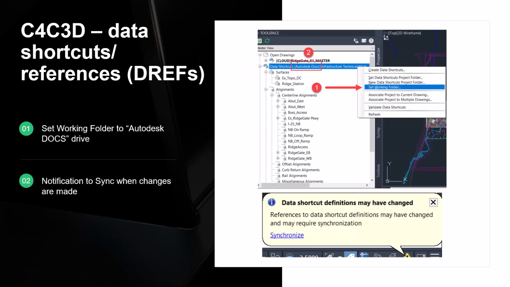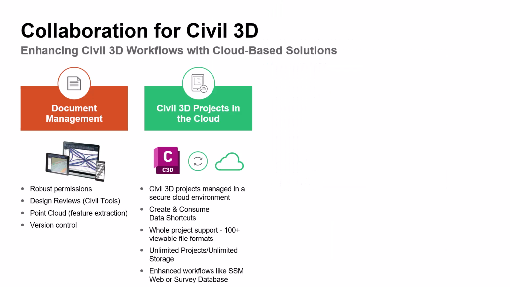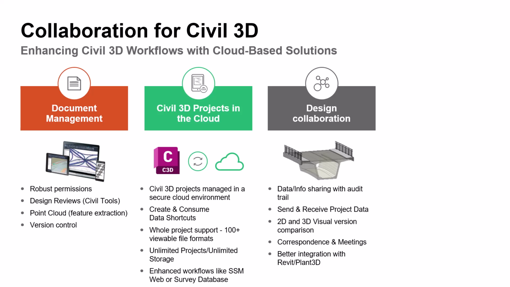The same thing applies to data shortcuts. For non-Civil 3D users, the data shortcut is the tool inside Civil 3D that the project members can use to share Civil 3D objects among all the teams. The third part is the design collaboration.